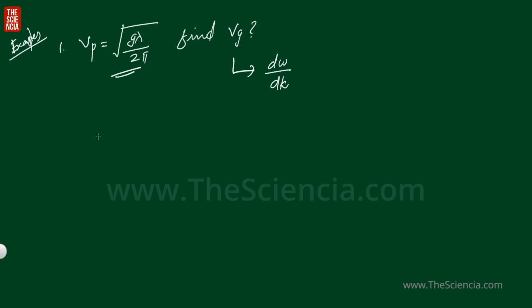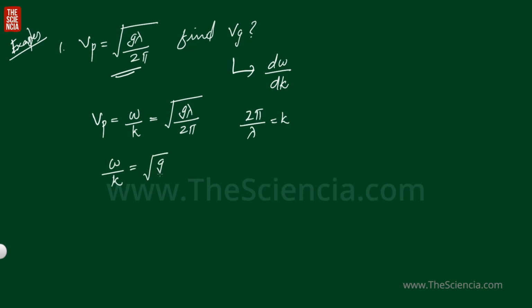Okay, so how we can solve? You know, Vp is equal to omega by k, right? And that is equal to root of g lambda by 2 pi, where we know 2 pi by lambda is nothing but k. So we can rewrite this equation, that is omega by k is equal to root g by k. Now we can find out the relation for omega, that is omega is equal to root g by k into k. That is, we get omega is equal to root gk. So we got equation for omega in terms of k.